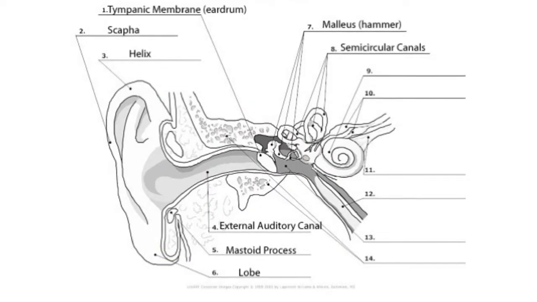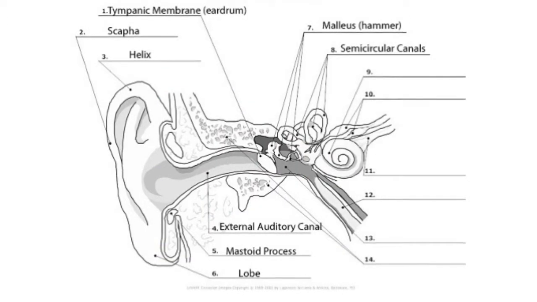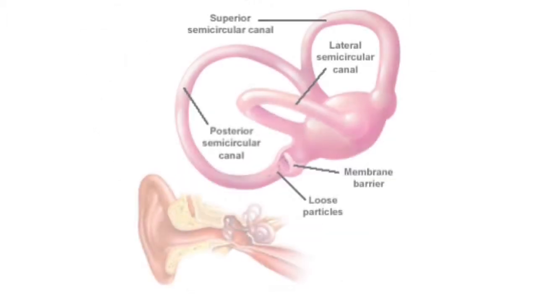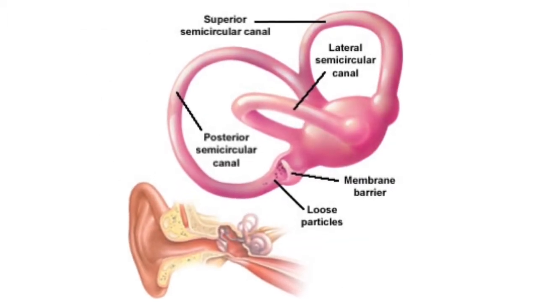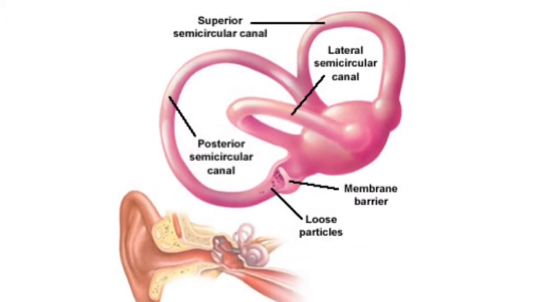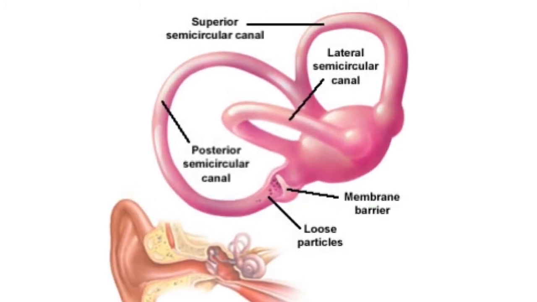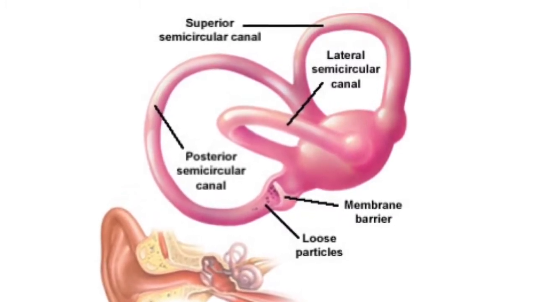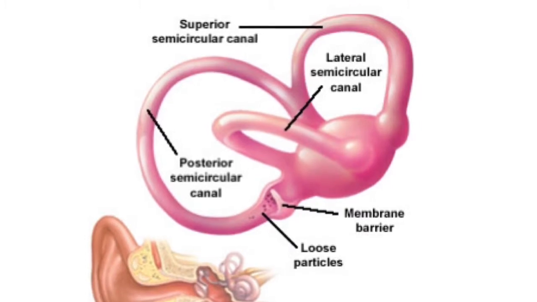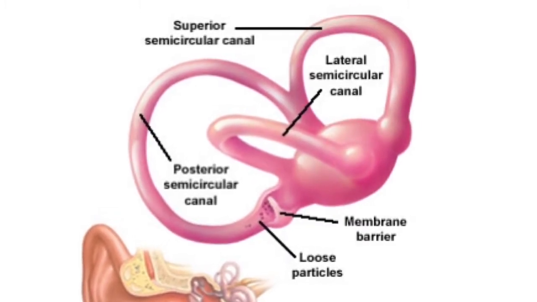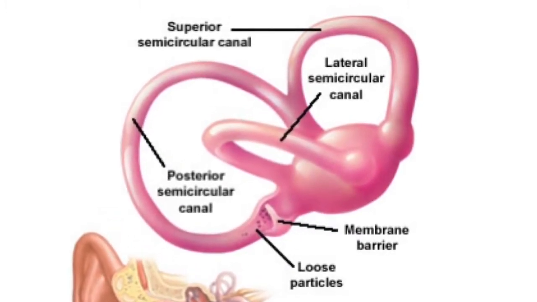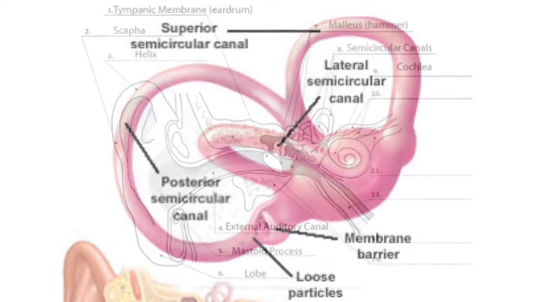The next part of the ear you will learn about is called the semicircular canals. The semicircular canals are part of the inner ear. They are filled with a fluid called endolymph. The semicircular canals contain three main parts: the horizontal, posterior, and superior canals. Each of these provide a separate sense of directional balance.